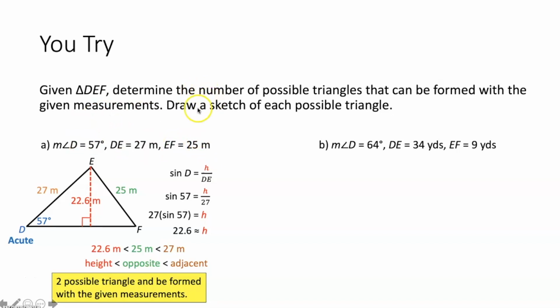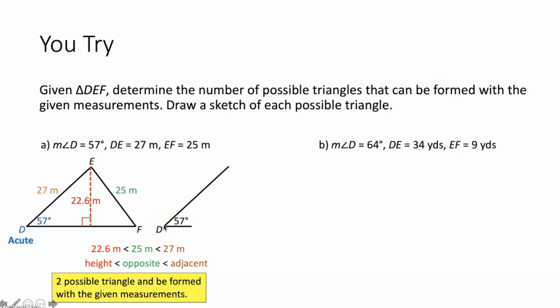So now we need to move on to the second part of the question, which is to draw a sketch of each possible triangle. We drew a sketch of one of the possible triangles using these given measurements, but we need the second possible triangle. So we start our sketch by creating our anchor angle, the measure of angle D, which is 57 degrees. So we're going to draw a 57-degree angle right here, call that angle D.